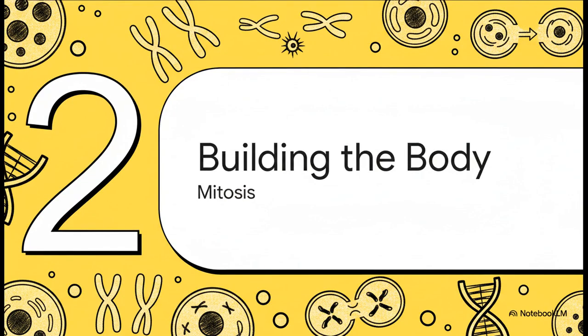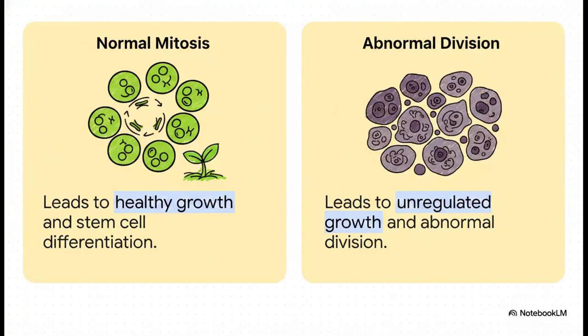Moving right along, we hit section 2, building the body, mitosis. Now, when our bodies actually read that manual to grow, they use cellular division, or mitosis. And we really need to grasp the difference between normal and abnormal division here. When normal mitosis happens, it leads to healthy growth, development, and stem cell differentiation. And hey, differentiation is really just a fancy way of saying cells are figuring out what specific job they're going to do in your body, like a blank slate stem cell getting the signal to become a specialized skin cell, or a beating heart cell, or a neuron in your brain. It is an incredibly precise process.